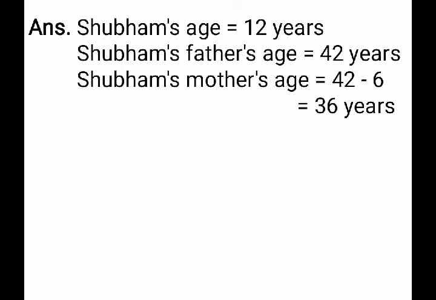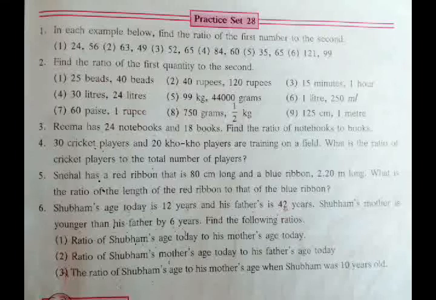Why have I subtracted 6 from 42? Because Shubham's mother is younger than Shubham's father by 6 years. Shubham's father's age is 42 years. If you are finding Shubham's mother's age, you have to subtract from the number 42. Shubham's mother's age is 6 years smaller than his father's. Younger means smaller.